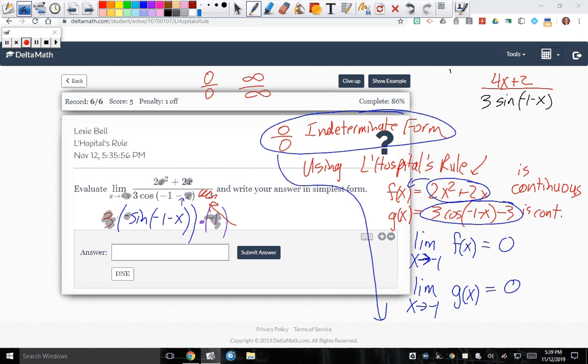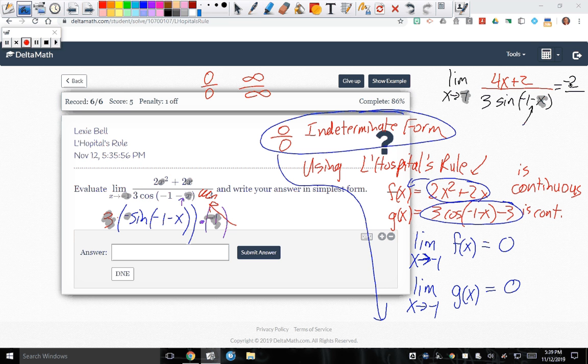So now I'm going to approach -1 and see if I get a 0 over 0. What do I get for the top? 2. Now if I put a -1 over here, what's the sine of 0? Well, it's subtracting a -1. So you would put this -1 right here for x. So it's really adding a 1. Oh, the top is -2.